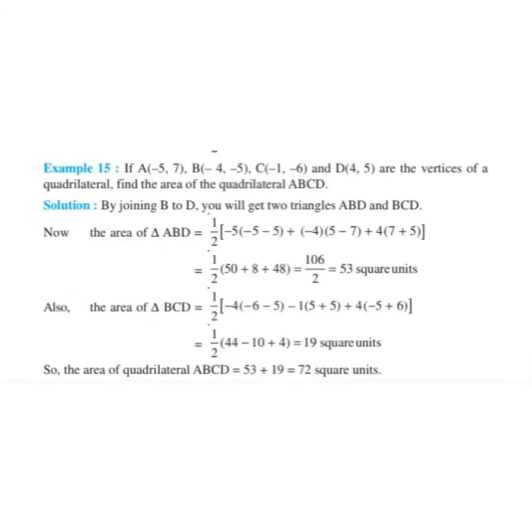Example 15. If A(minus 5, 7), B(minus 4, minus 5), C(minus 1, minus 6) and D(4, 5) are the vertices of a quadrilateral, then find the area of quadrilateral ABCD. So here a quadrilateral ABCD is there and we are asked to find its area. Now if we join B and D of the quadrilateral, two triangles will be formed. Let us understand it with the help of a diagram.